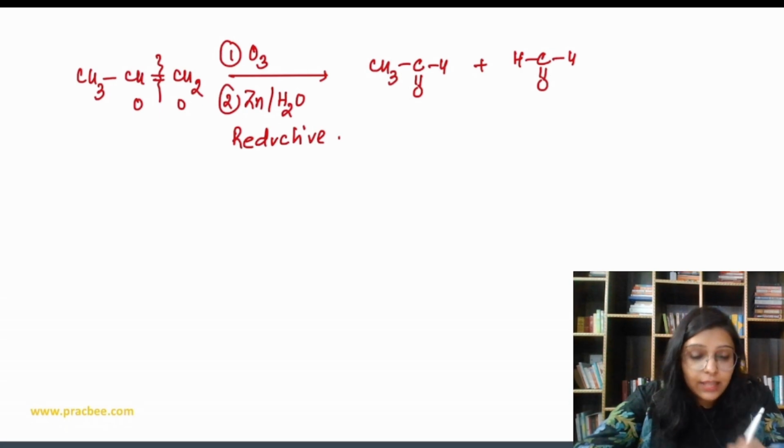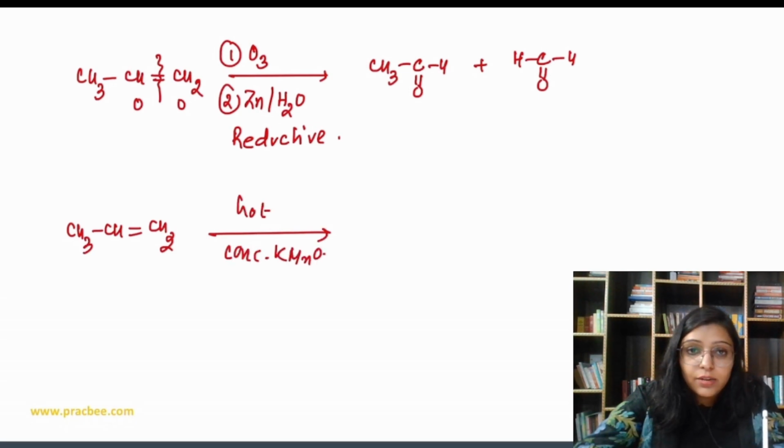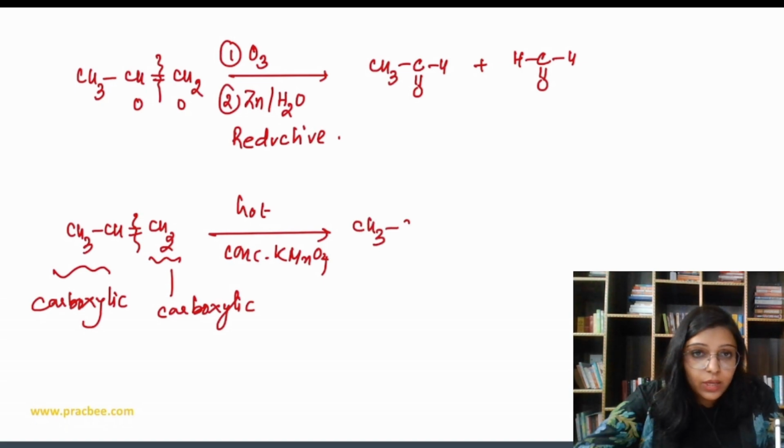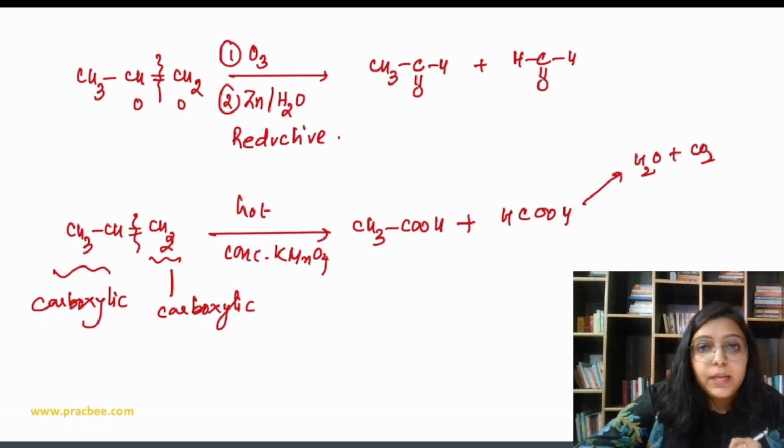Now the second thing is to use hot concentrated KMnO4. When you break this bond, from here we get carboxylic acid, and from here also we get carboxylic acid. The 2-carbon carboxylic acid is ethanoic acid, and the 1-carbon carboxylic acid is formic acid, which further converts to H2O and CO2. Okay?